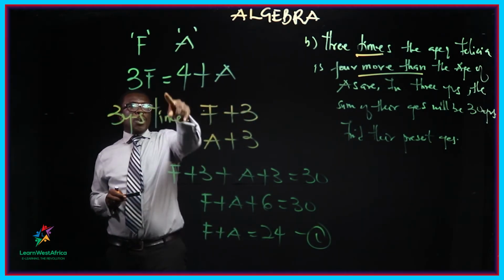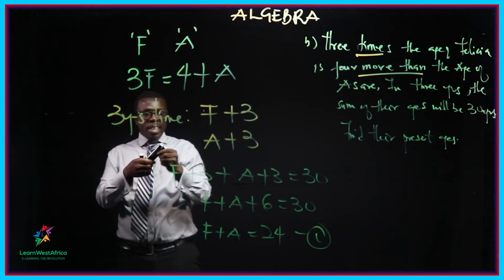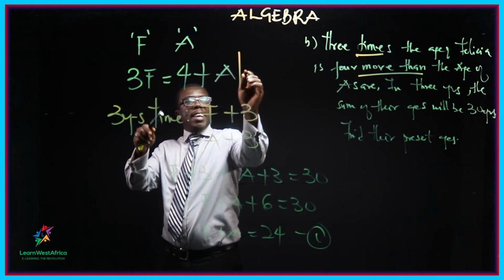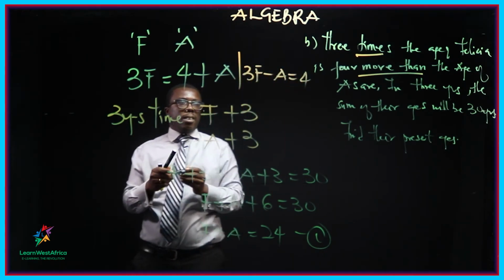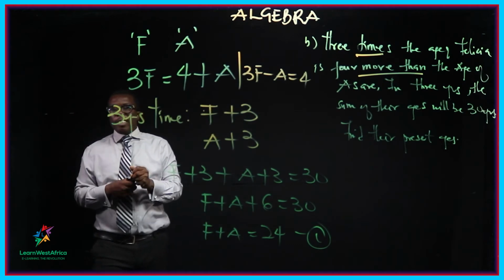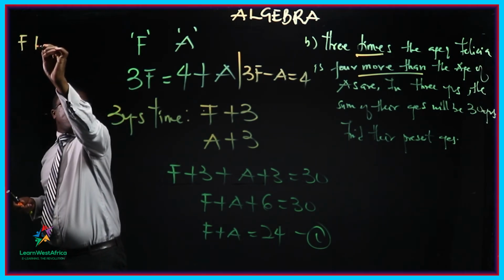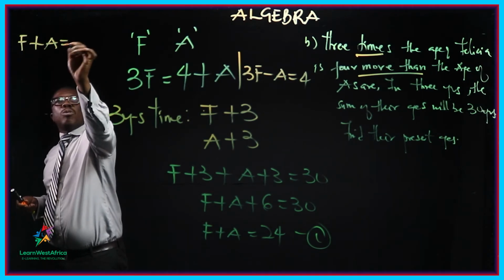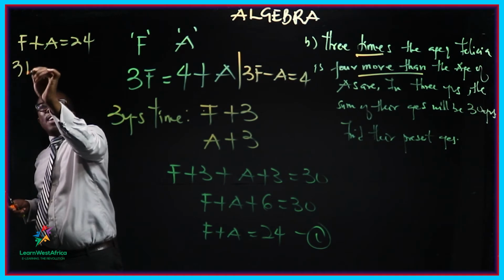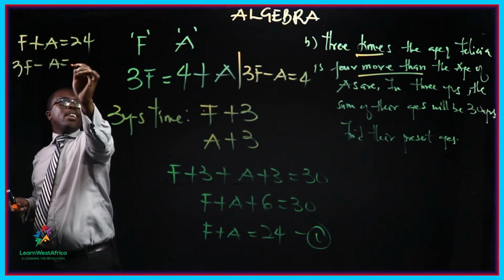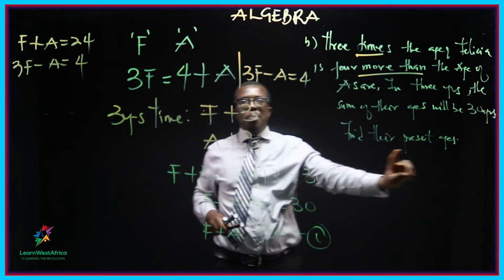Now from the first expression, 3F is equal to 4 plus A, therefore 3F minus A is equal to 4. So we have 2 equations: F plus A equal to 24, and 3F minus A equal to 4. The question is to find their present ages.